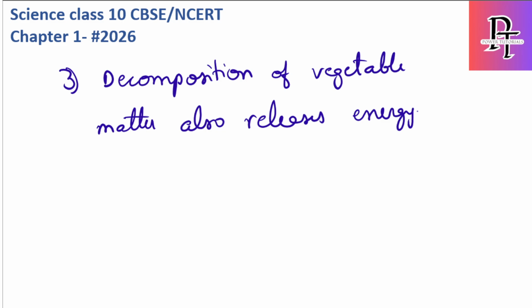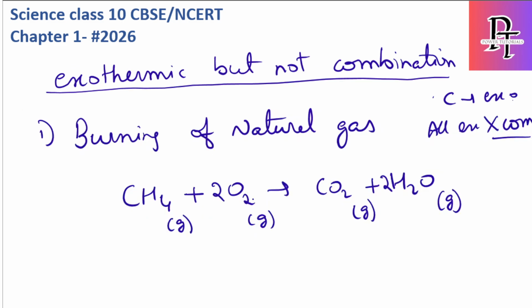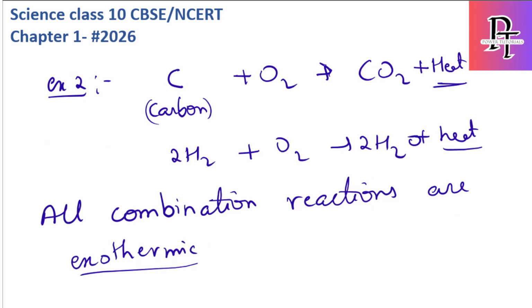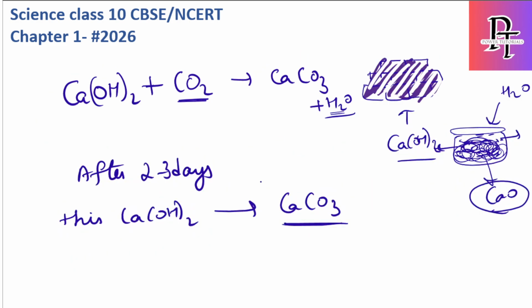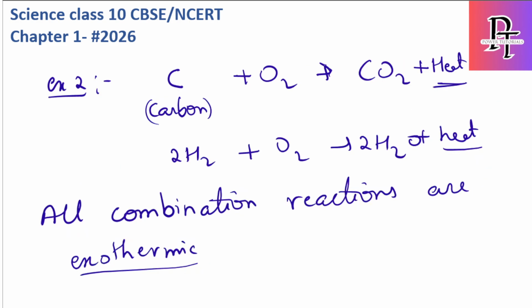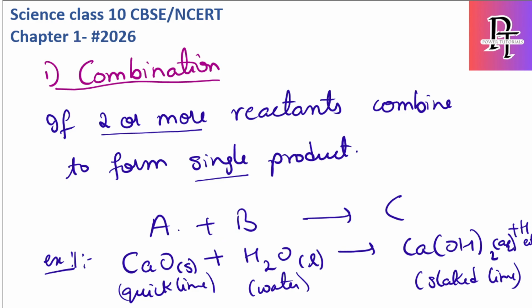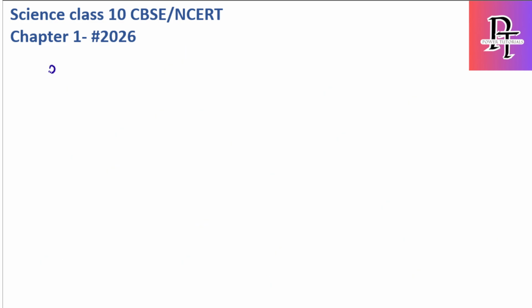So these are the examples of exothermic reactions which are not combination, and as I told you, all combination reactions are exothermic because for every combination of two or more reactants forming a single product, energy will be released along with the product. Okay, this is a reaction where two or more, not only A and B, two or more if combined will produce a single product along with energy, it is called a combination reaction. I'll just give a definition for the second one, and in detail we'll cover it in the part 3 video.